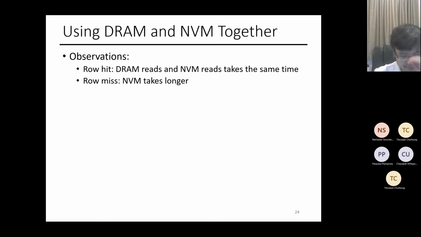We checked the time it takes to process a row hit, and it turns out a row hit to DRAM and a row hit to NVM take the same time, because it's the exact same sense amplifier. If you read from the row buffer, it takes the same time. But if you have a row miss, NVM takes longer because it's a different material.